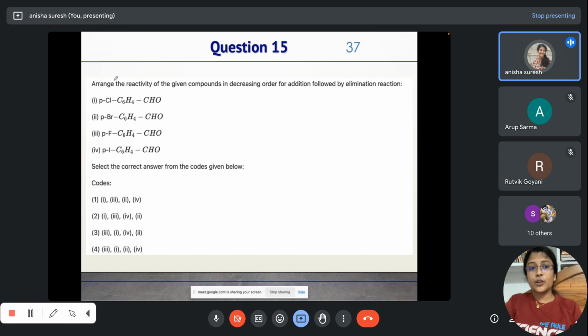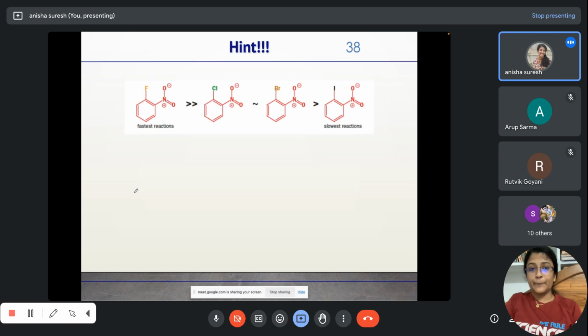So 1 means chloro will be the most. Next will be fluoro, then bromo, and then iodo. So we will see what are the factors that are directing here. Here we can see the fastest reaction in case of this addition elimination will be taking place in case of fluoro compounds. Then comes chloro, which is approximately equal to that of bromo, and these chloro and bromo will be greater than that of the iodo, which is the lowest reaction.